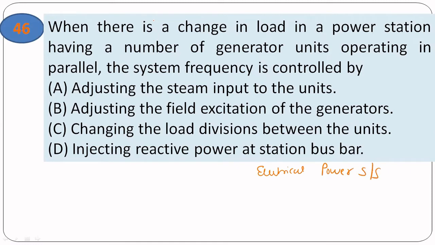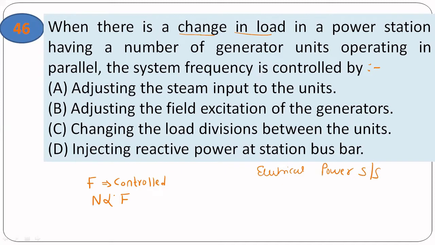When there is a change in load in a power station which has a number of generator units operating in parallel, the system frequency is controlled by? Basically, how the system frequency is controlled has been asked. There are many ways by which we can control the system frequency, but one basic approach, as we know, is that the speed of an alternator and the frequency are directly proportional.